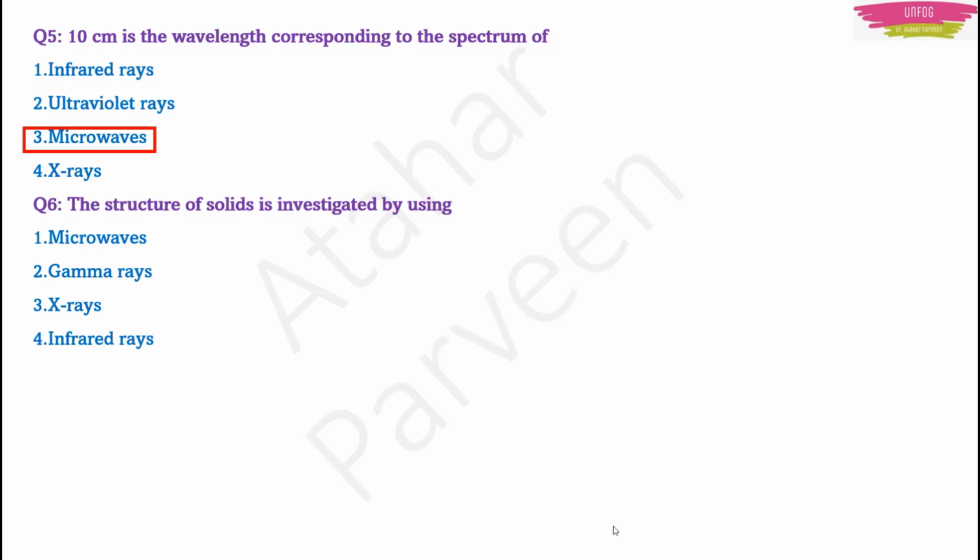The structure of solids is investigated by using X-rays. I told you, X-rays are the ones which can penetrate through an object. It can be a solid, it can be your body, anything. That's why people use X-rays in investigating the structure of solids, especially crystals. We call it X-ray diffraction. So much research goes on using this procedure.